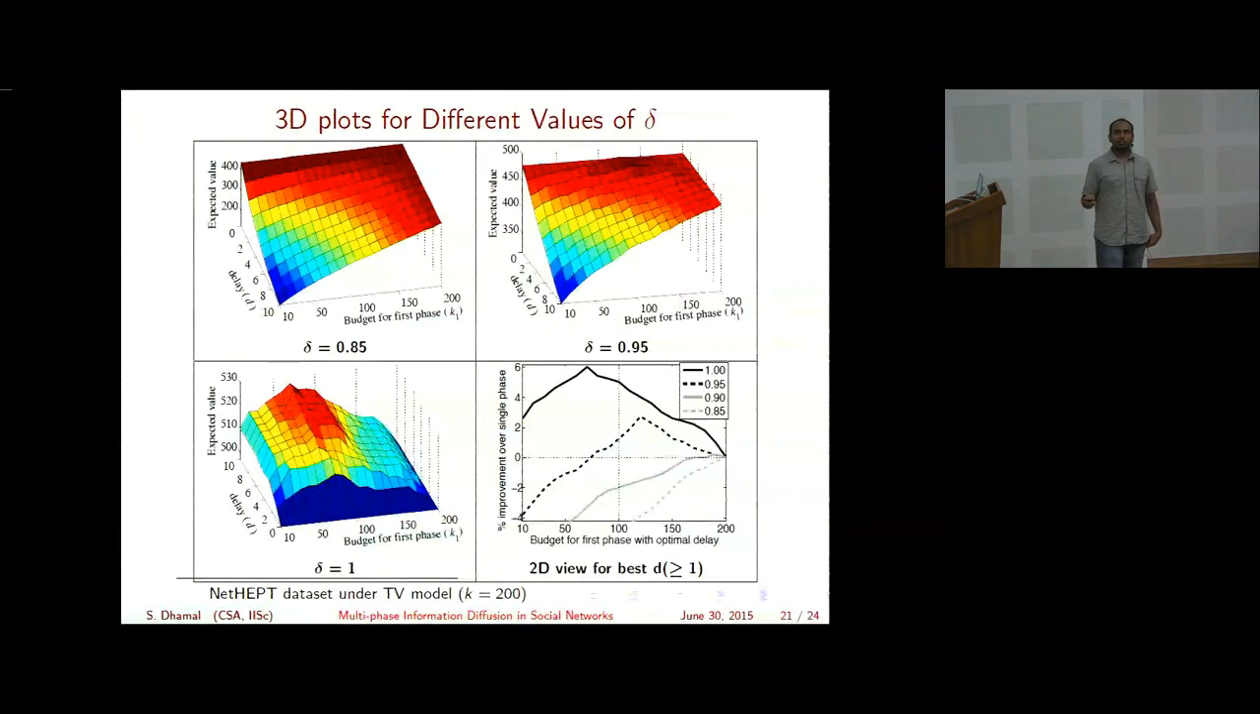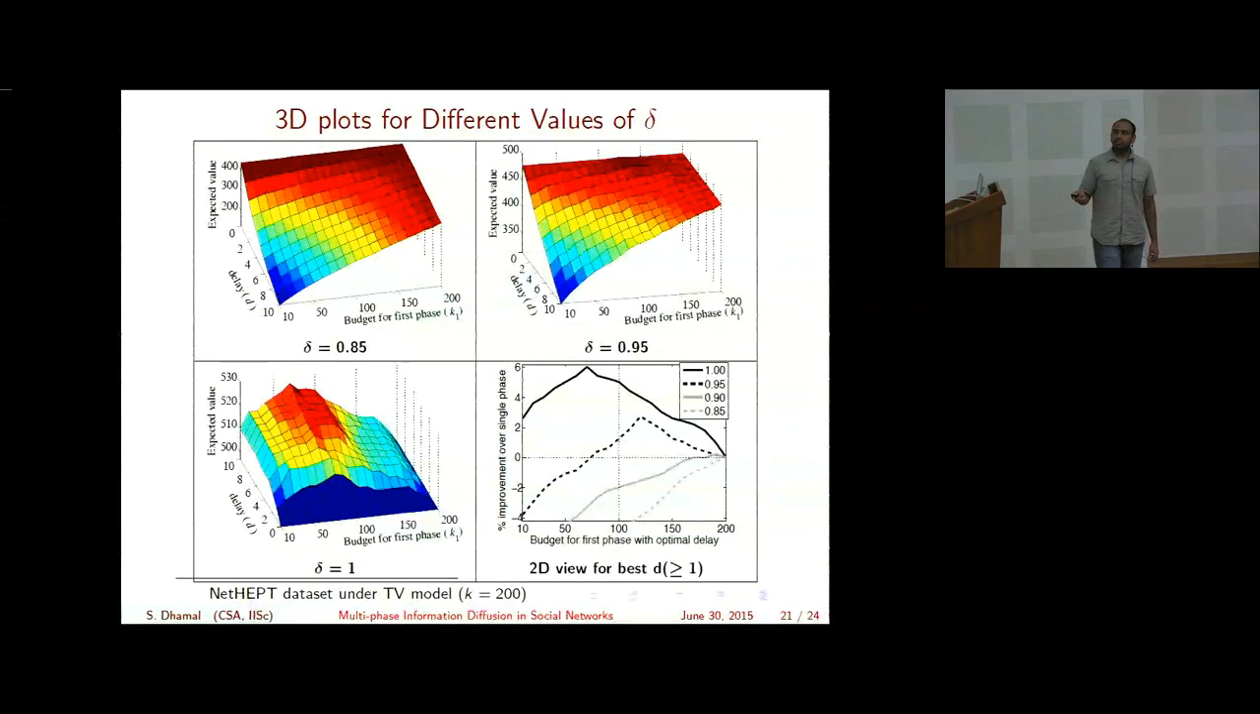If you have delta equal to 0.85, where the product value decreases rapidly with time, we have this particular graph where it's really optimal to give most of the budget to the first phase itself. Similarly, these are the values for other values of delta. For delta equal to 1, it is optimal to have as much delay as possible, and the budget split is 1/3 and 2/3.